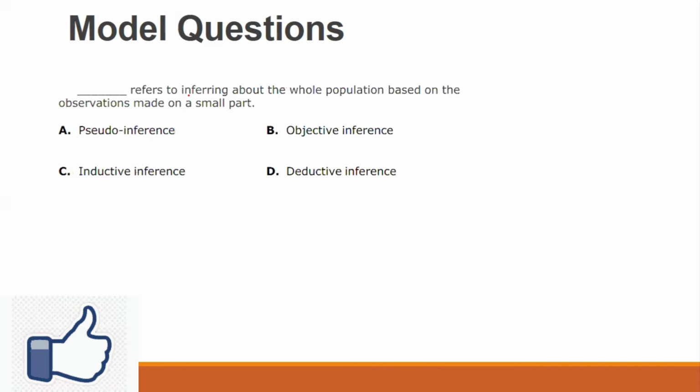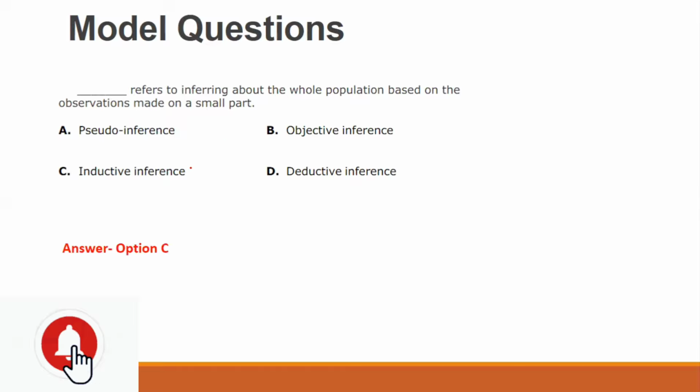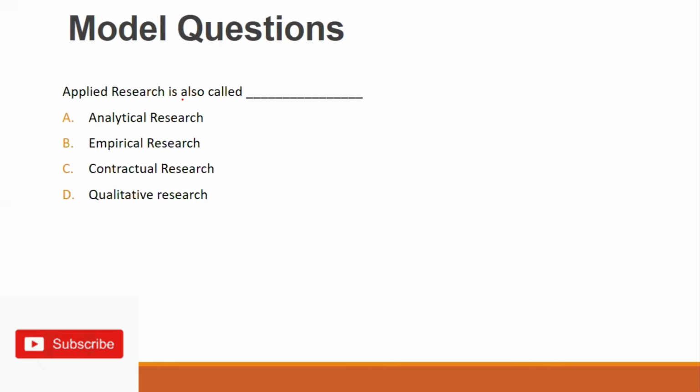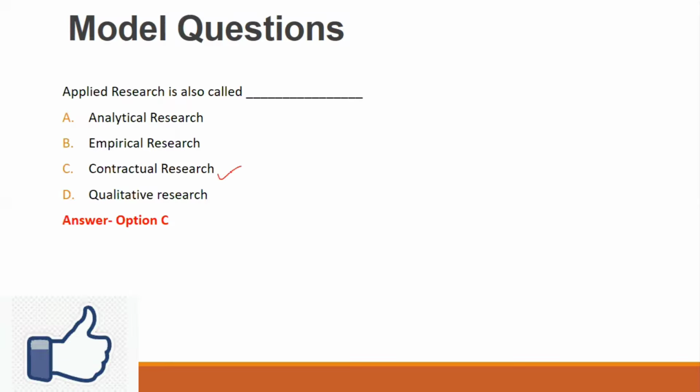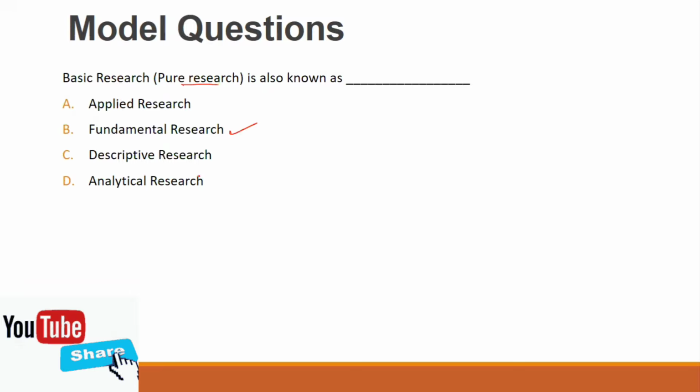Next question, what refers to inferring about the whole population based on the observations made on a small part? And the answer is inductive inference. So inductive inference refers to inferring about the whole population based on the observations made on a small part. Next, applied research is also called contractual research. Then basic research or pure research is also known as fundamental research.